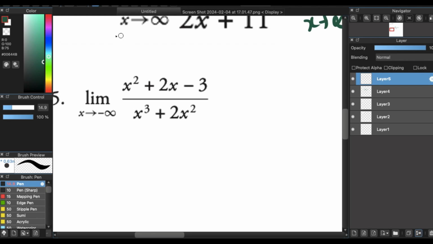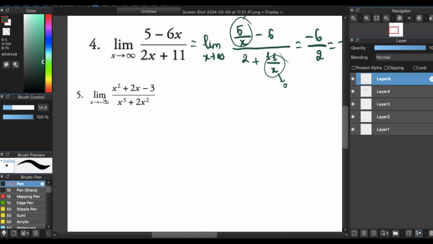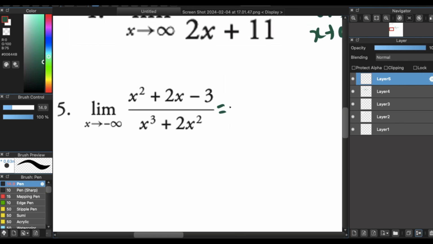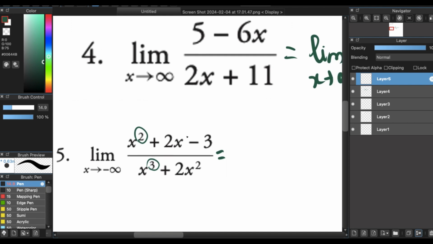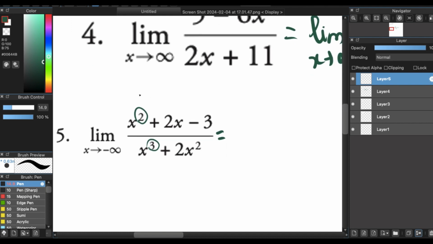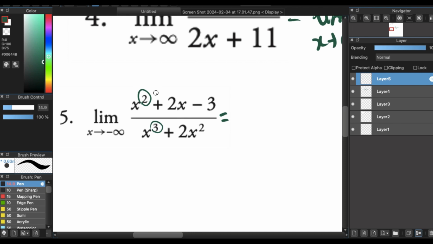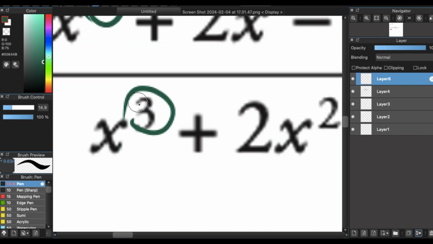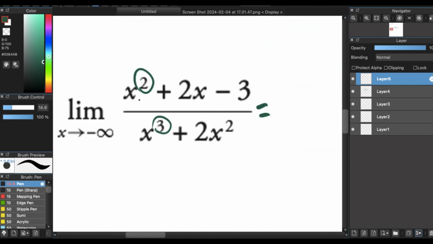So we can use a similar method to work on this example, right? So we're going to divide it. Let's look at these numbers, okay? So you might now be thinking about, should I divide both the numerator and denominator by x squared or x cubed? The answer is x cubed. Always look for the largest number, okay?